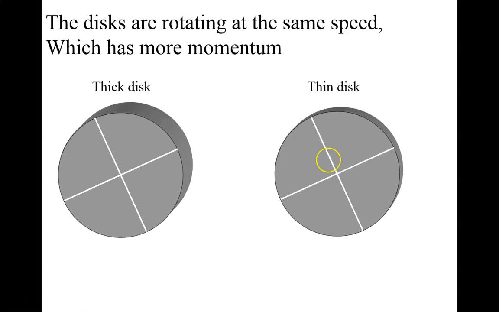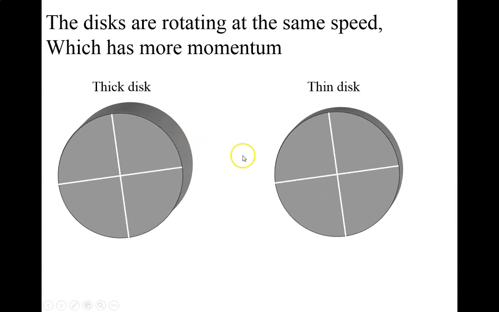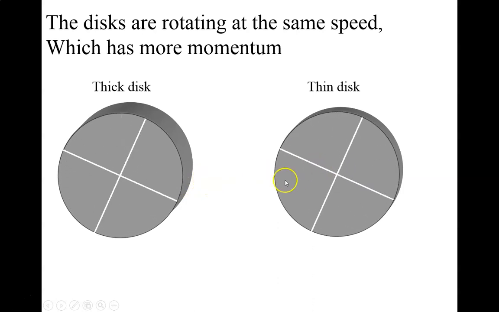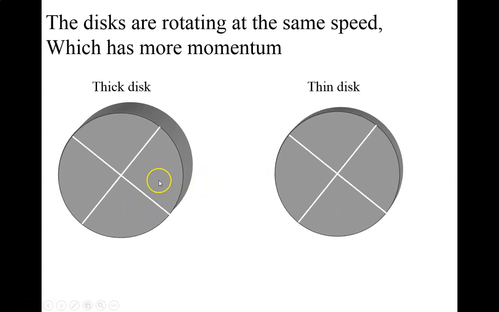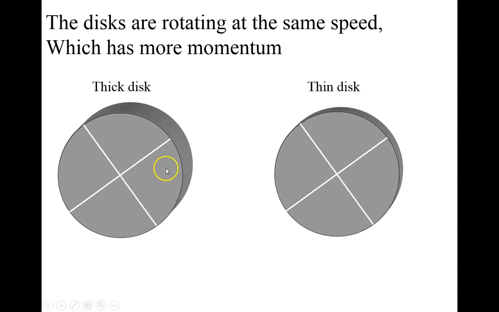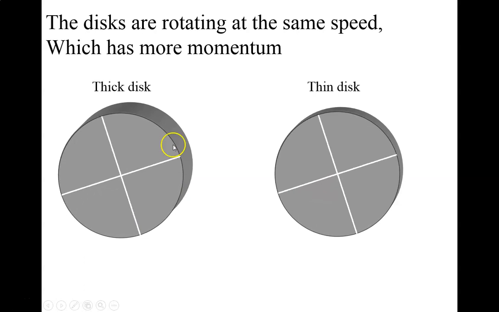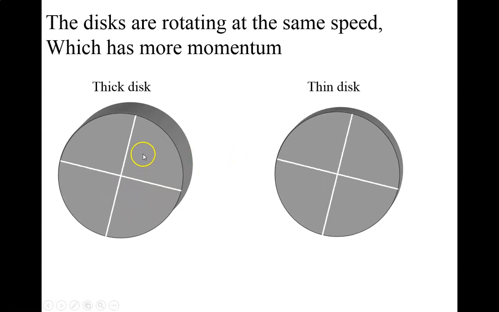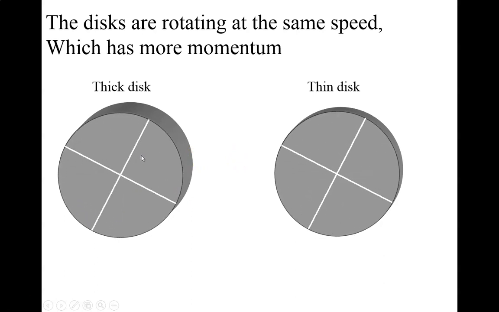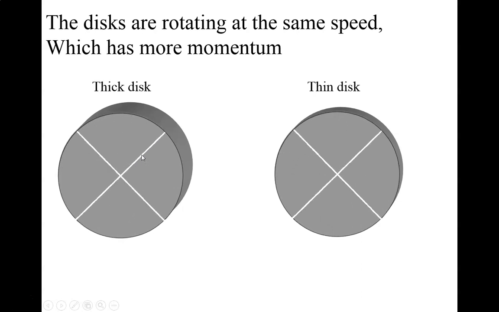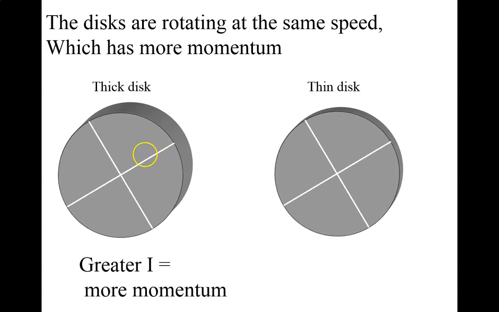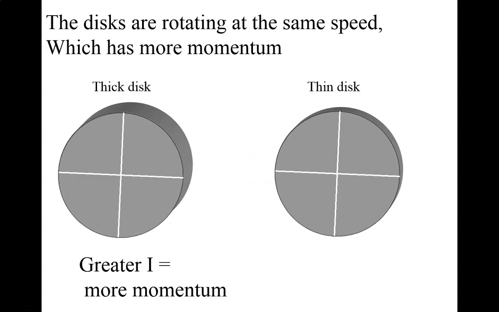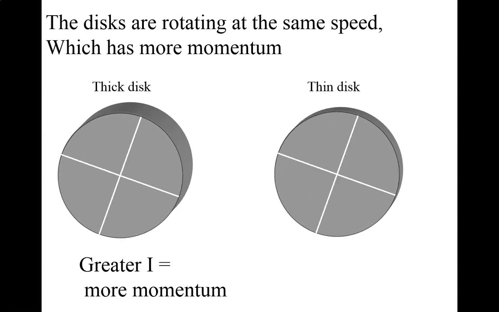So here we've got two disks. What's the same between them now is that they're rotating at the same speed. The question is which of these disks is going to have a greater momentum? Well, this disk is thick and this disk is thin, so we can assume this one has more mass and more rotational inertia. Since it's got a greater I, it's going to have more momentum. So the bigger the rotational inertia and the bigger the rotational velocity, the more rotational momentum you have.